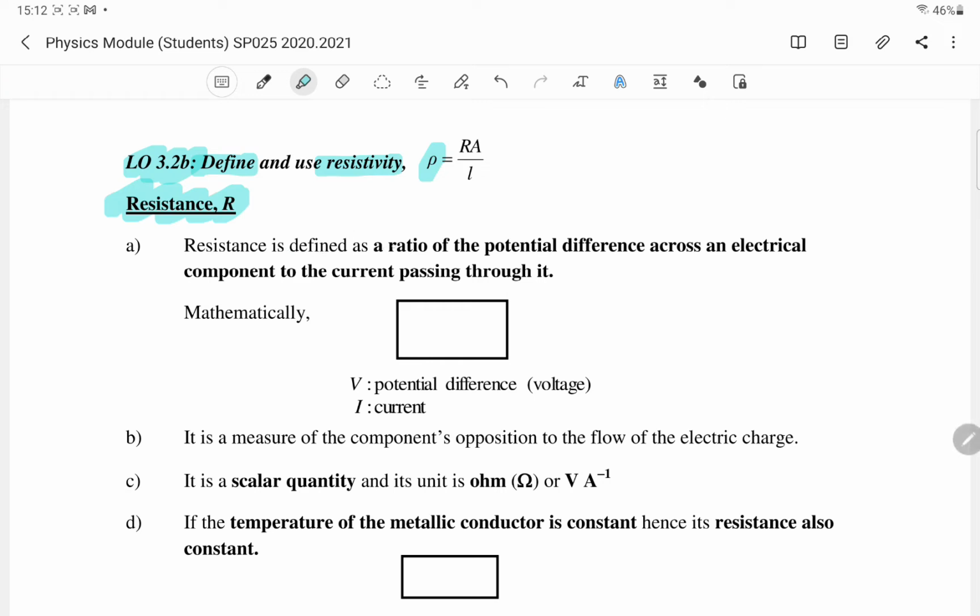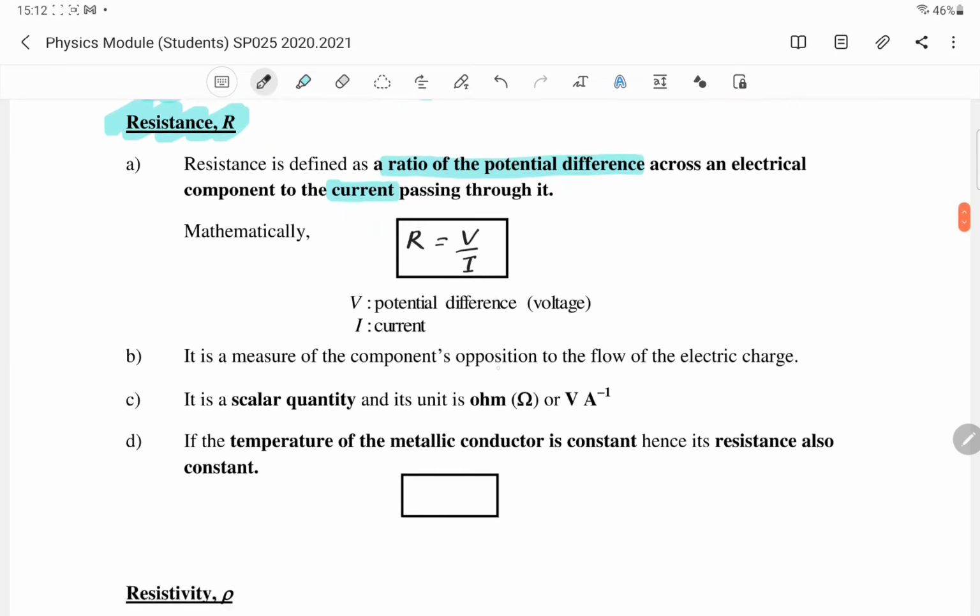Resistance is defined as the ratio of the potential difference across an electrical component to the current passing through it. So we have R is equal to V over I, where V is the potential difference and I is current. It is a measure of the component's opposition to the flow of electric charge. It is a scalar quantity and the unit is ohm. If the temperature of the metallic conductor is constant, the resistance is also constant. So then we can conclude that R is directly proportional to T.